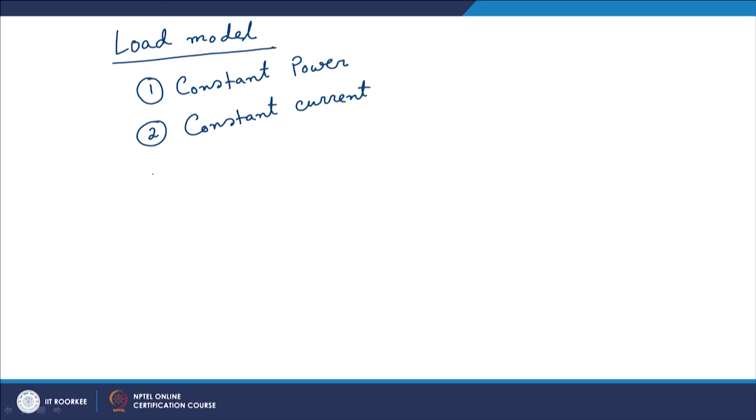So, let us go. Now, we have to talk about load model. We know that loads can be of three types. One is constant power, one is constant current, and third is constant impedance.